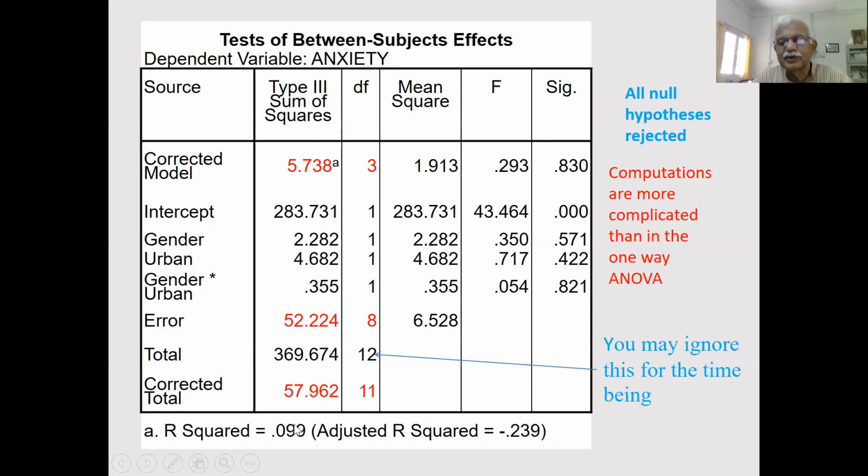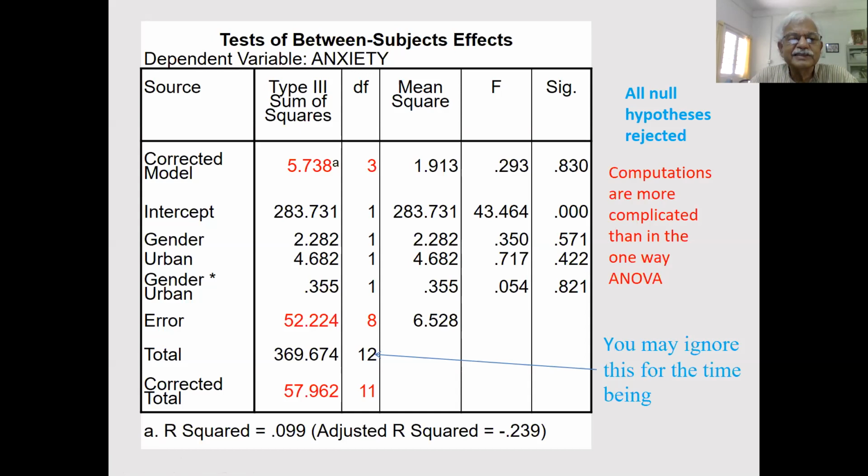We are not going into the concept of total and corrected total. You can ignore the total part and focus only on corrected total. Actually, it has to do with how to apply analysis of variance with regression analysis.